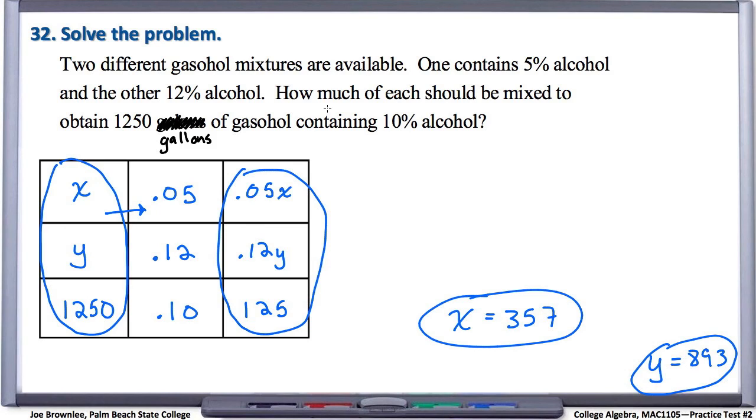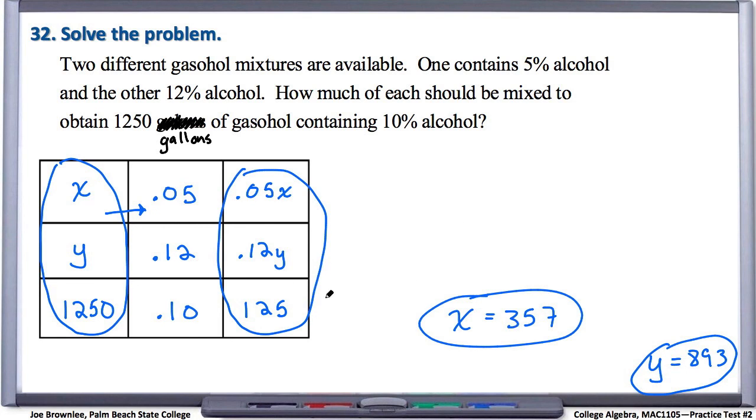All right, so now that we've solved for x and y, let's go back and read the last question. That's really important. With word problems, always go back and read the last sentence, because the last sentence will tell you what it is they're looking for specifically. Here they say, how much of each should be mixed to obtain 1,250 gallons of gasohol containing 10%.